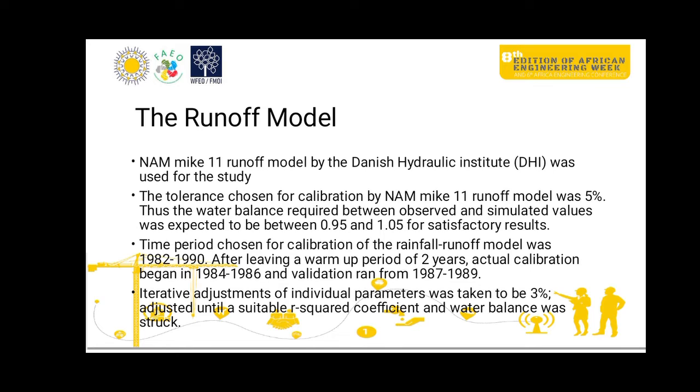So the study period, limited by data availability, again bringing the issue of data scarcity, was 1982 to 2009, of which the calibration period was 1984 to 1986 and validation from 1987 to 1989. And the iterative adjustment taken in the runoff parameters was 3% until a suitable R-squared coefficient and water balance was struck.